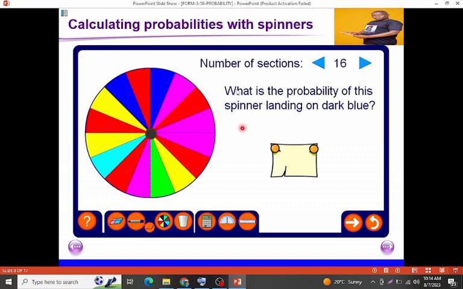Can you look at this one again? This spinner has 16 sectors. Can you work out the probability that the spinner lands on dark blue? So dark blue is this one here and this one. There are 2 of them. So what is the probability that it is going to be dark blue? So you count the number of dark blues over the total number of sectors.